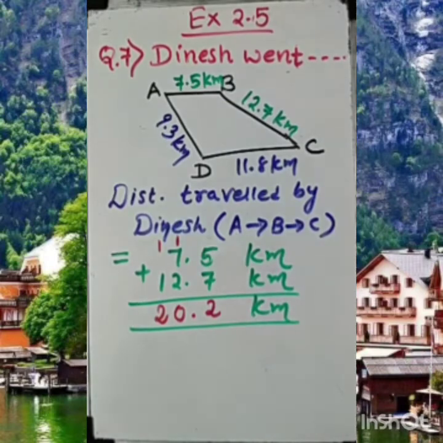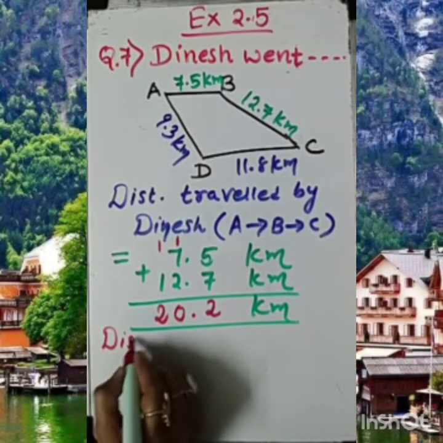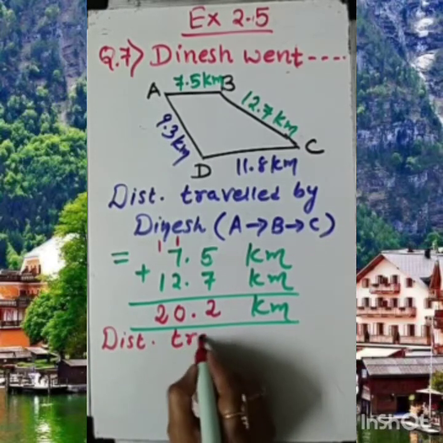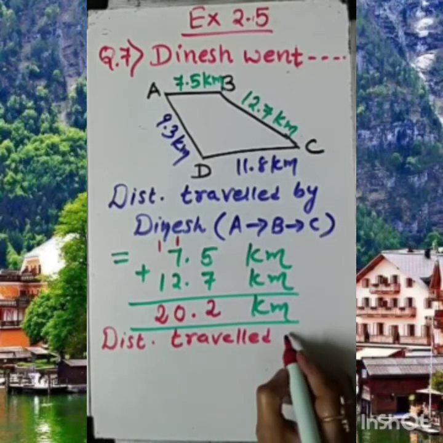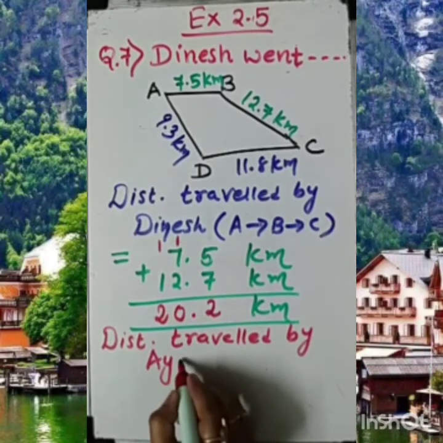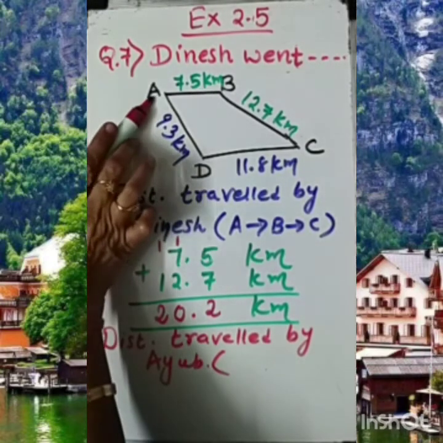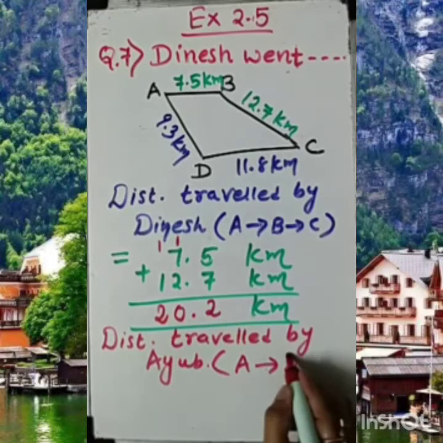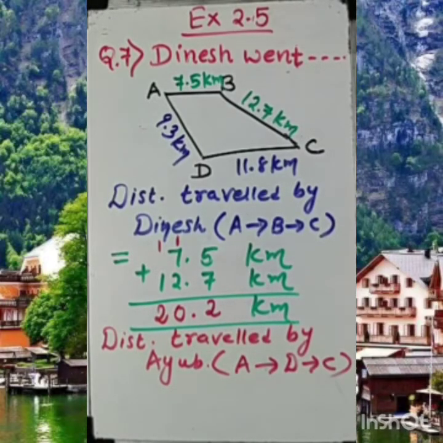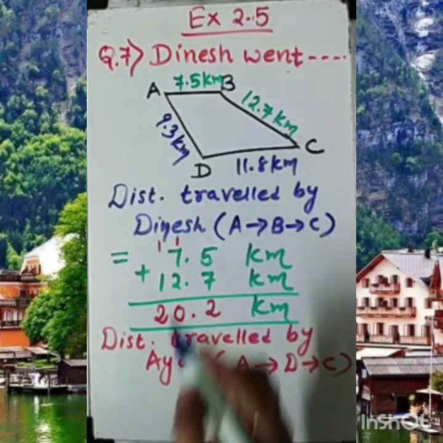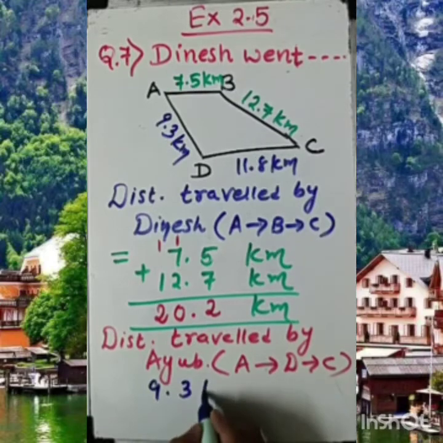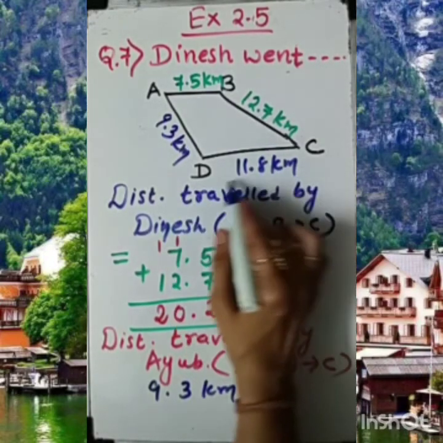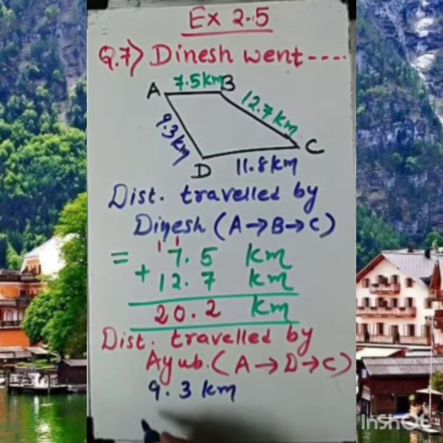Now the same procedure we will apply for the distance traveled by Ayub. Now he is moving on which path? A to D and D to C. So let me write it. His path is A to D and then D to C. The distance from A to D is 9.3 kilometers, and the distance from D to C or C to D, same thing, is 11.8 kilometers. So let me add.